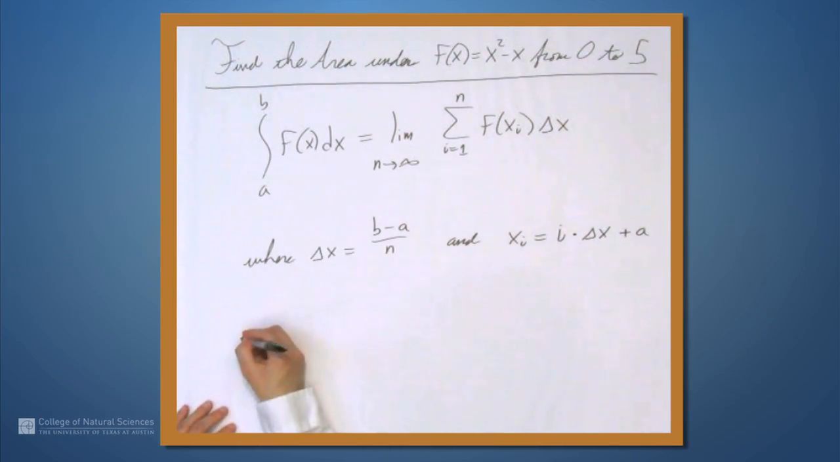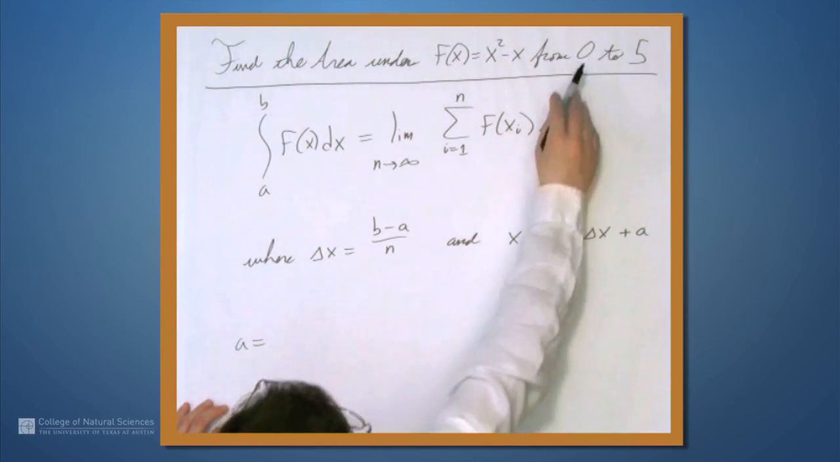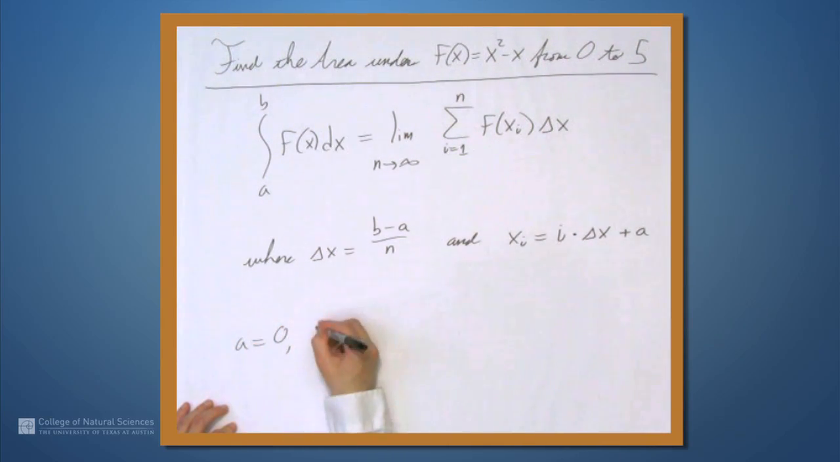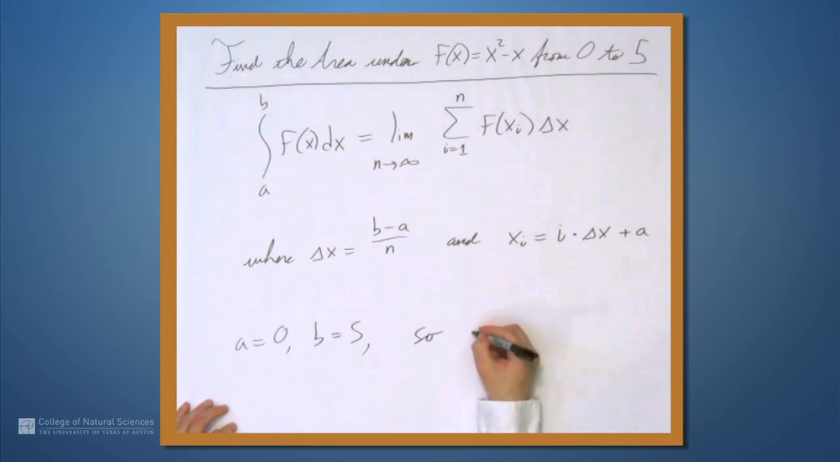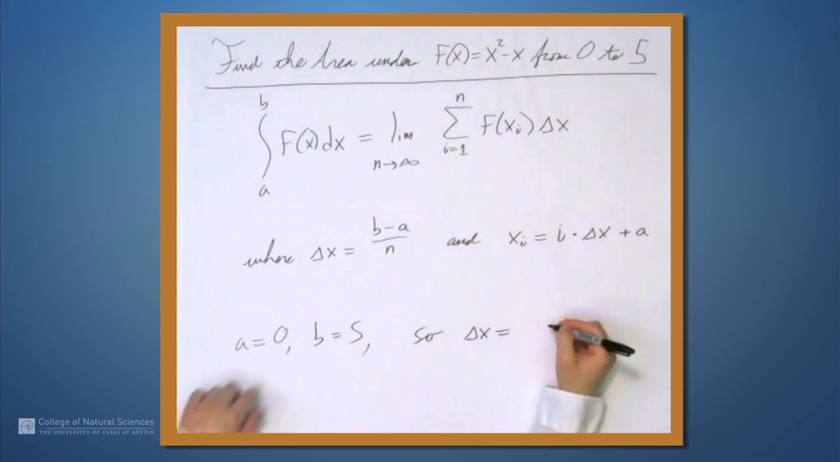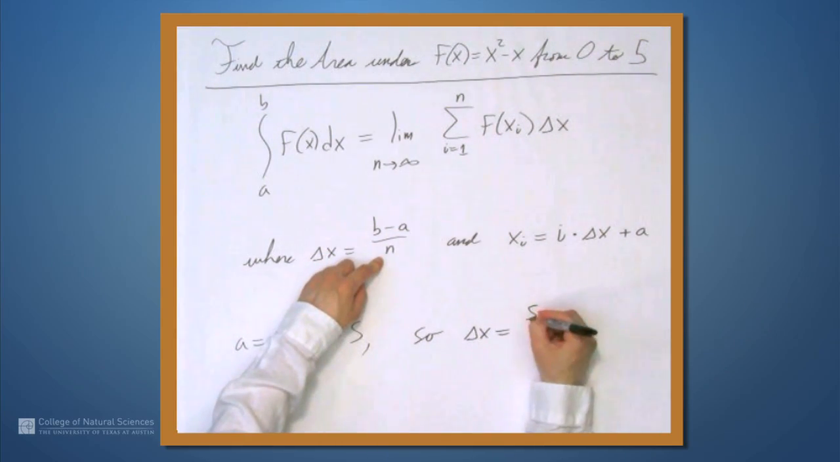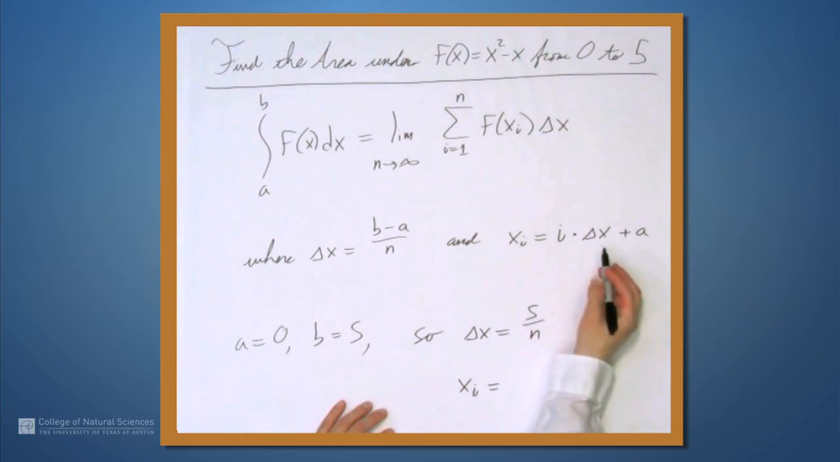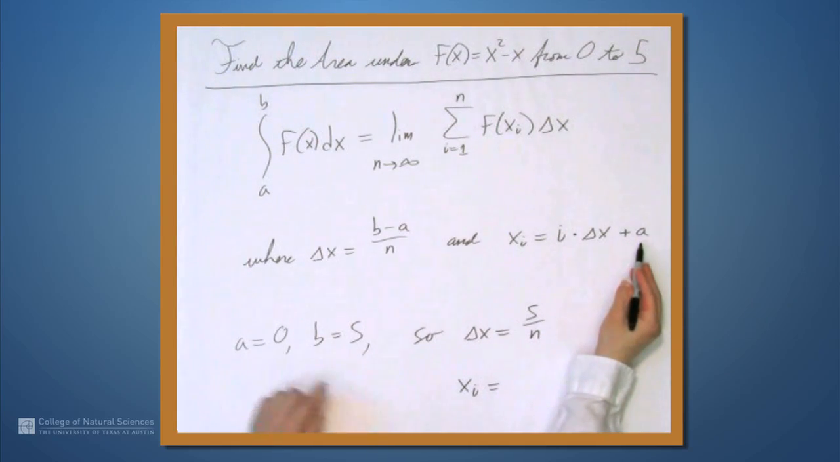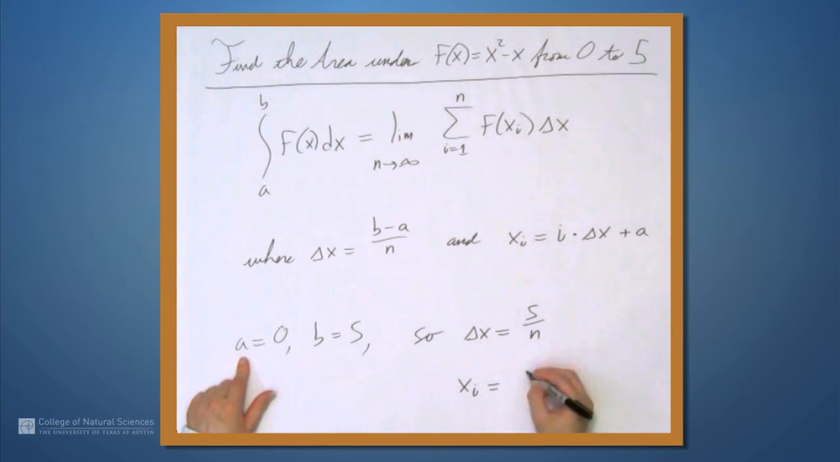Now here, a is 0 and b is 5, right? So our delta x is 5 minus 0 over n, so 5 over n. And x sub i is i times 5 over n plus a, which is 0. So we get 5i over n plus 0, or simply 5i over n.